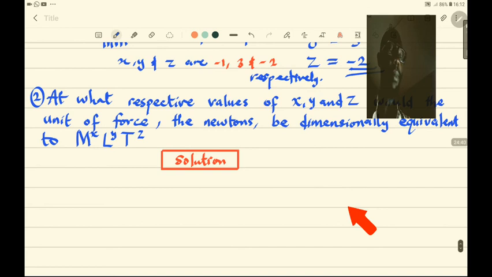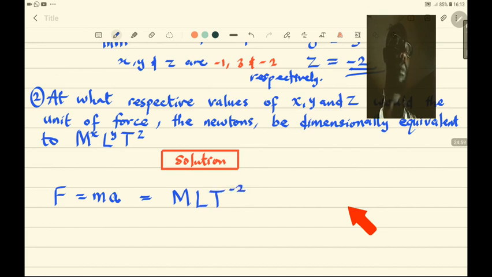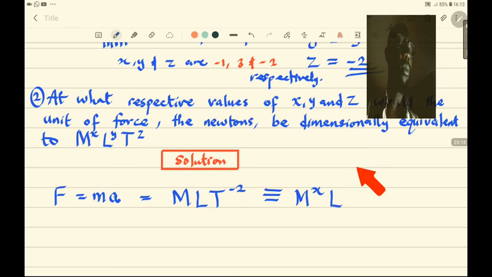Right, force is equal to ma, and the dimension for mass is M and acceleration is LT to the power of minus 2. Okay, so we now compare this with the ones we have in the question. On comparing, we have m to the power of x, L to the power of y, and t to the power of z.